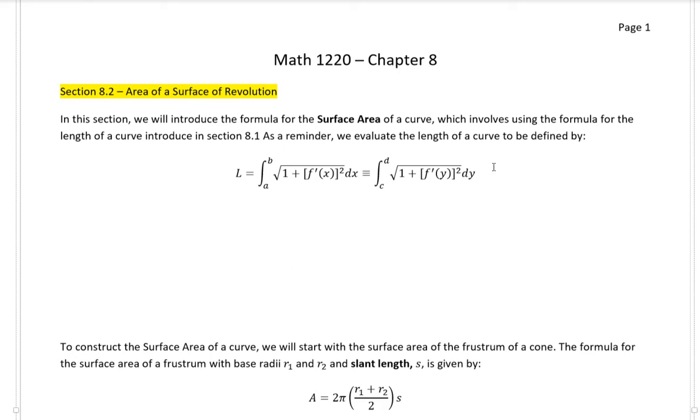In this video, we're going to go through section 8.2, which has to deal with the area of a surface of revolution. In order to talk about surface area, we're going to have to keep a few things in mind.